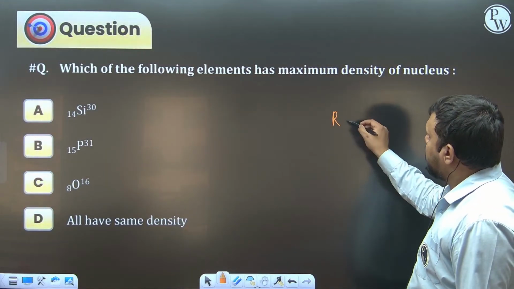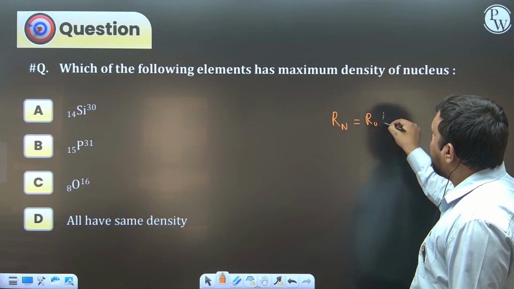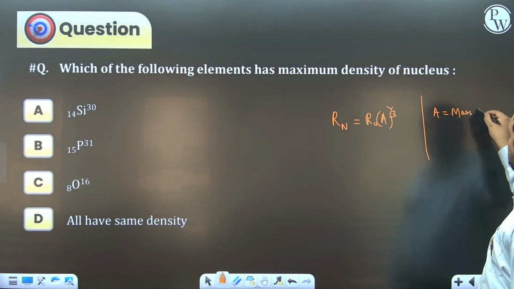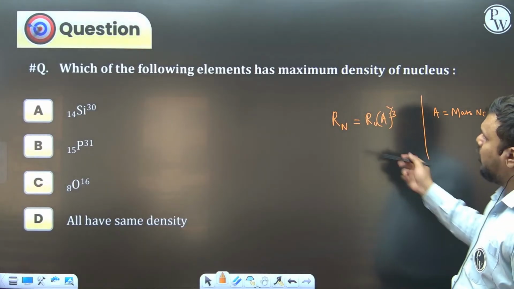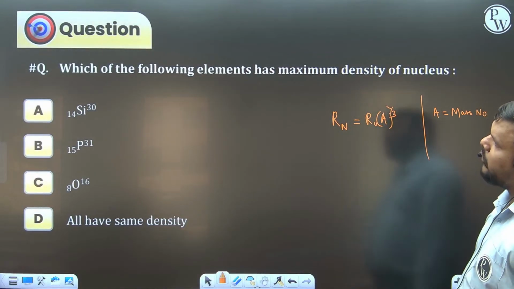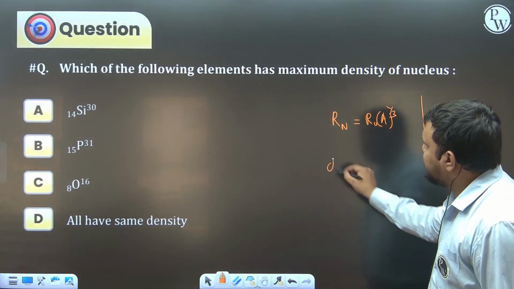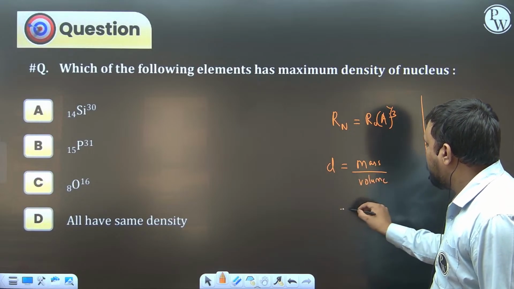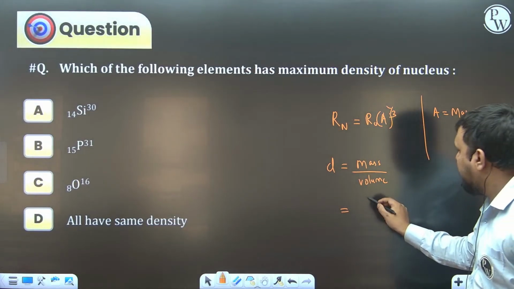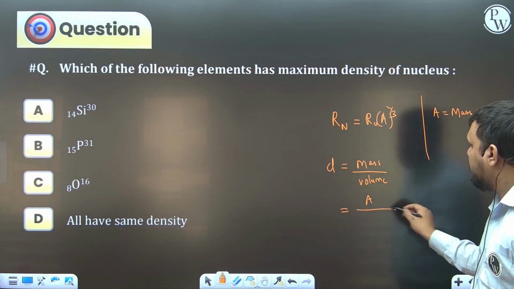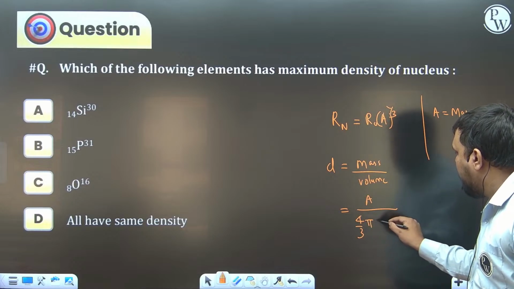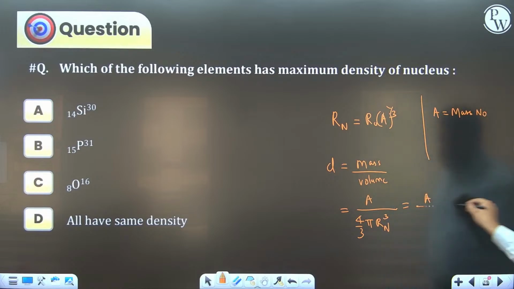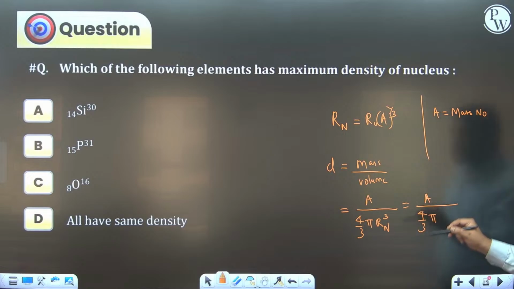So I told you now, the radius of nucleus is equal to r naught A power 1 by 3, where A is the mass number. So let us see what will be the answer of this question. See, density is equal to mass upon volume. Everybody knows. And mass is nothing but mass number A, divided by volume, and volume of a sphere is 4 by 3 pi into radius of nucleus cube.